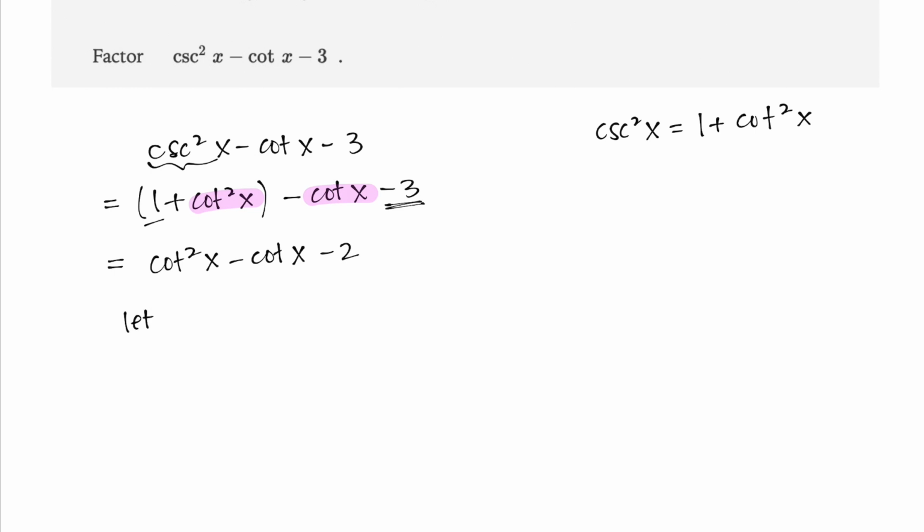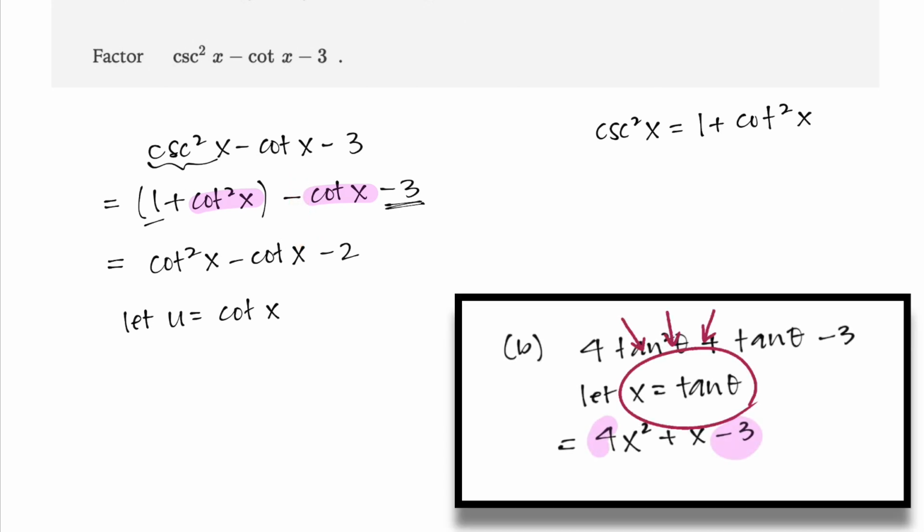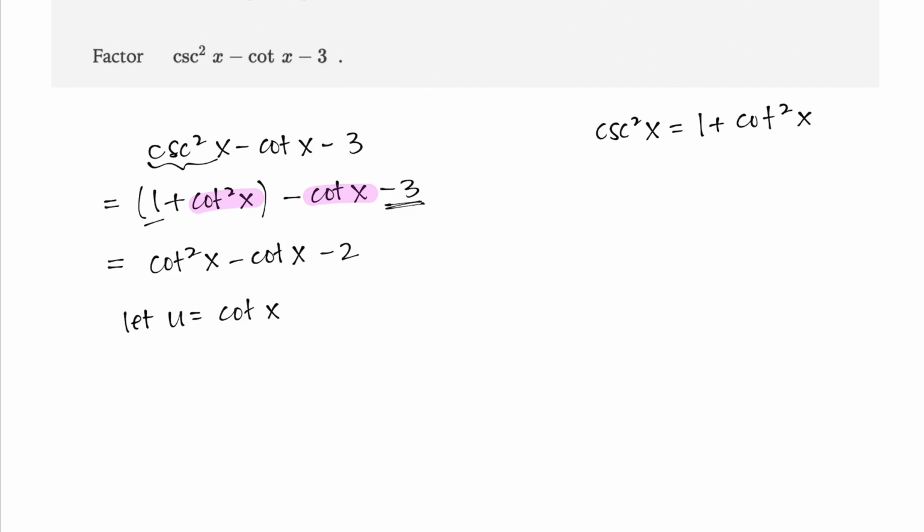So now we can let some other variable, let's call it u this time, equal cotangent of x. Now I'm not using x in the substitution here because the argument of the trig function is x, whereas in the previous video it was theta, so I was able to use x in my substitution, but now I can't. But if I allow u to equal cotangent of x, then my polynomial expression becomes u squared minus u minus 2, which again goes right back to the x method of factoring.